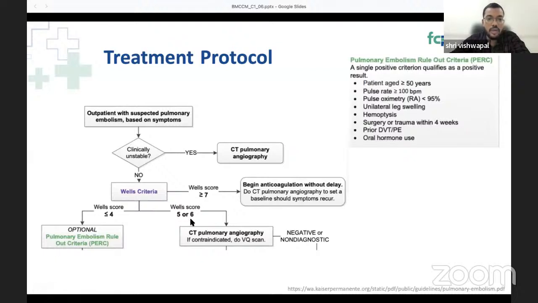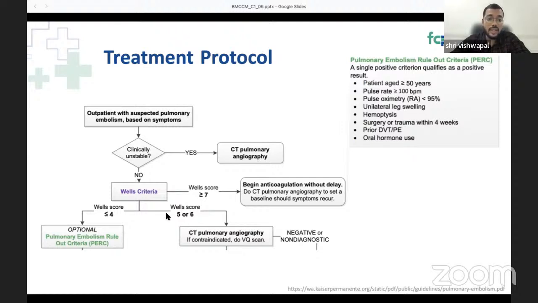So what you will do is move on to CT pulmonary angiography. In case pulmonary angiography is contraindicated, you have to do a VQ scan. So when is angiography contraindicated? It is contraindicated when a patient has CKD or acute kidney injury, where you can't use the contrast medium. In those conditions, a VQ scan should be opted for.